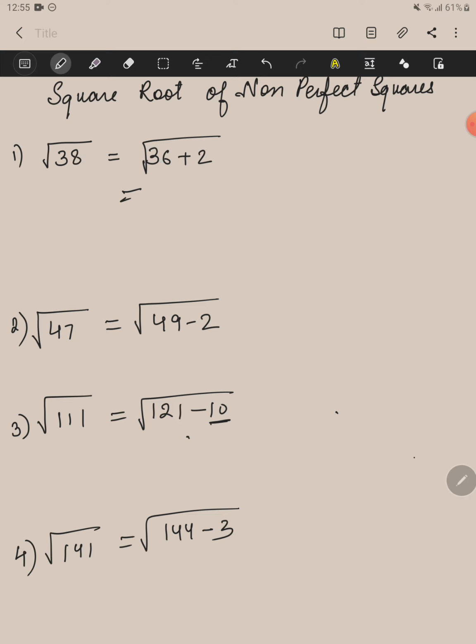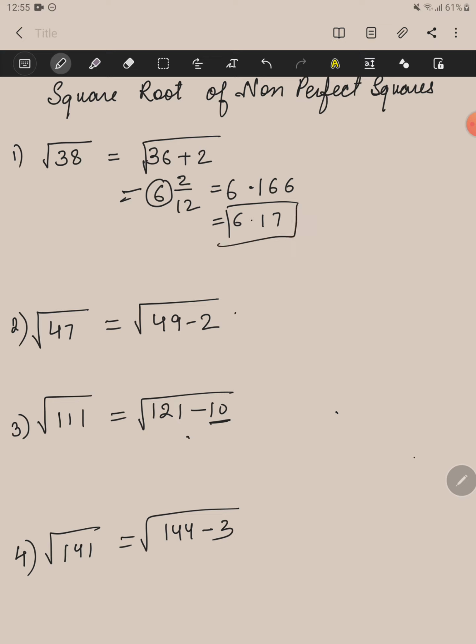You find the square root of 36, you write 6. Then 2 upon the double of this, 12. Solve it out. You get 6.166 and so on, which will be 6.17.